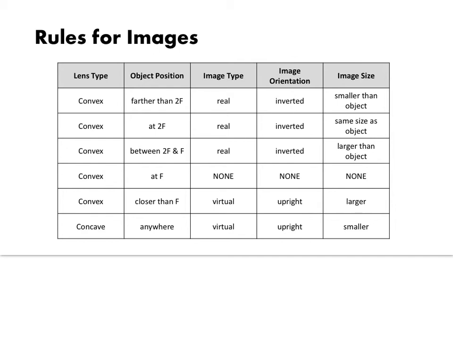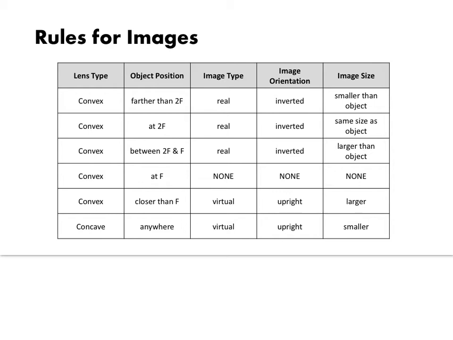Now, if you place an object at the focal length of a lens, no image will appear. And this is because the light rays will always be parallel. They will never converge anywhere. So you will never see an image with an object directly at the focal point.